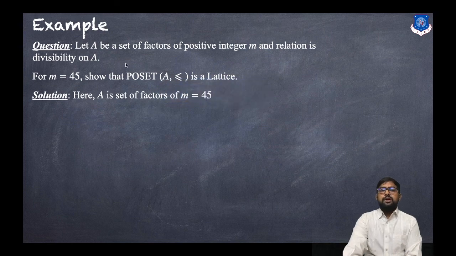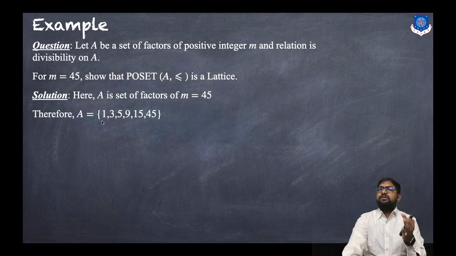So here A is the set of divisors of m, that is 45. Now what are the divisors of 45? It will be 1, 3, 5, 9, 15 and 45. So they are the divisors, and hence in A these many points will be there. Okay, so A is done.